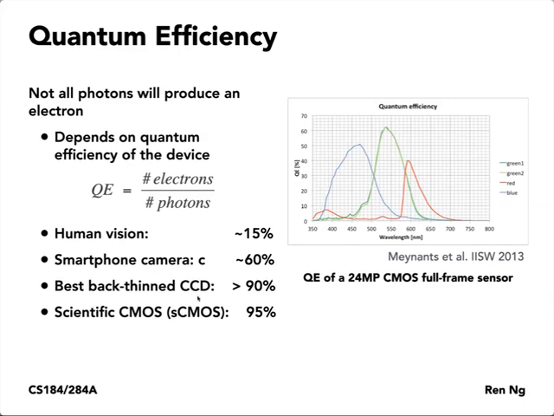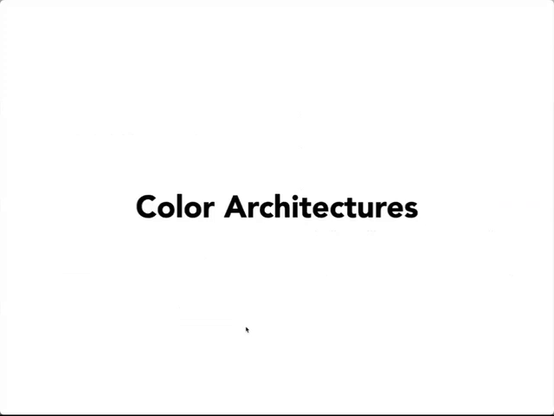Back then, CCDs used for astronomy used to be greater than 90%. Scientific CMOS sensors, 95%. So it gives you a bird's eye view on what may be possible there.